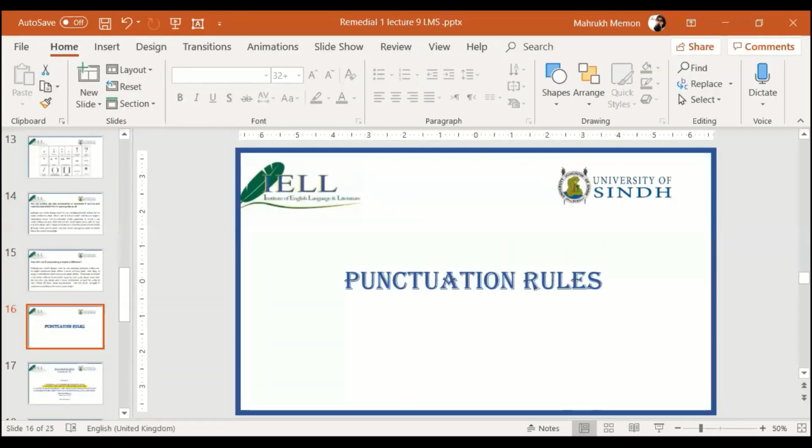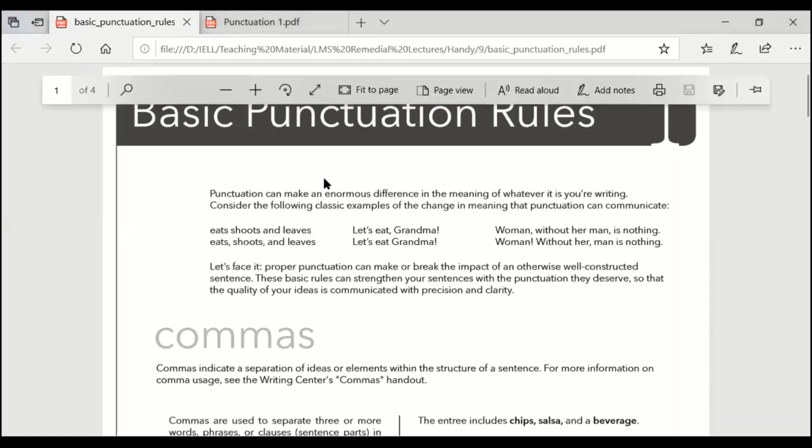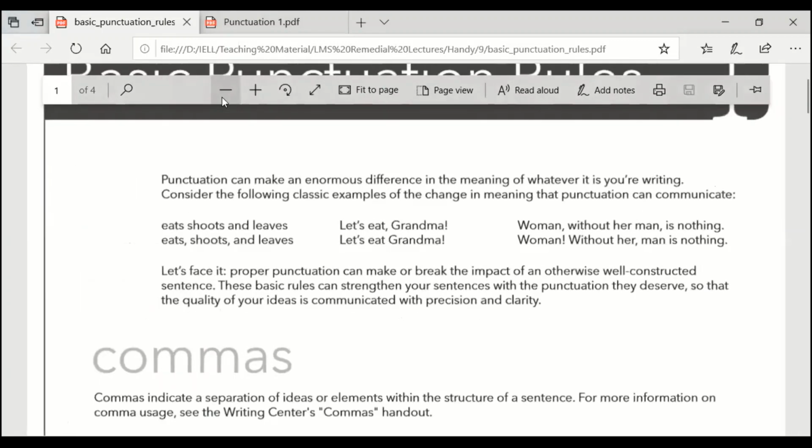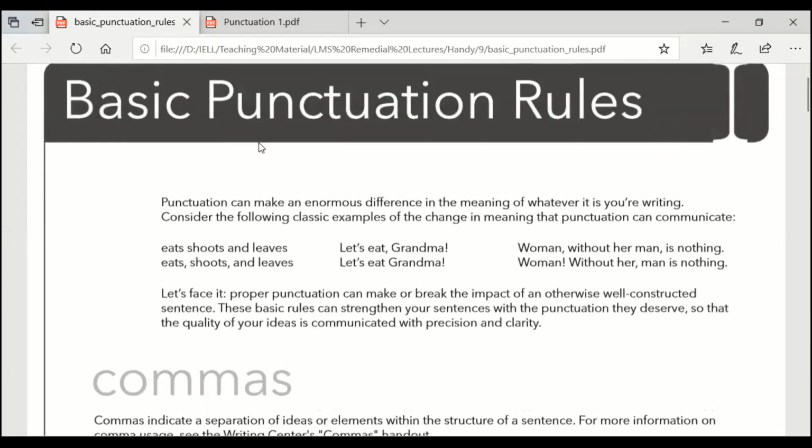Okay, here we are. Let me just open it up. Okay, so this is a document which talks about different punctuation marks and rules. I took it from an open source. You could find similar documents, similar examples from the internet and from many books that you can use. Okay, so these are some basic punctuation rules that we're going to learn from this document.